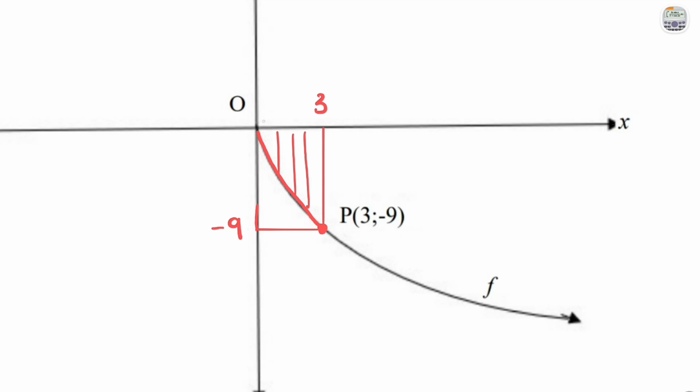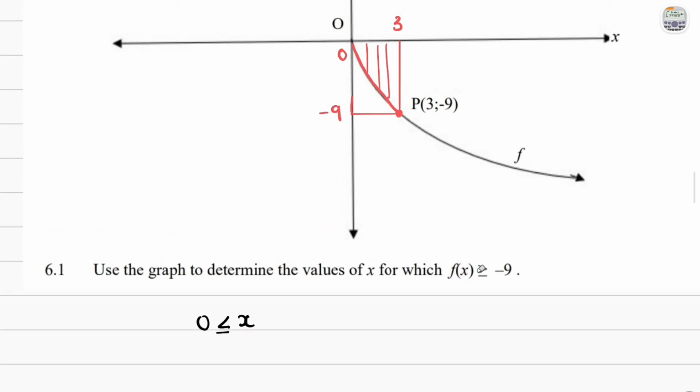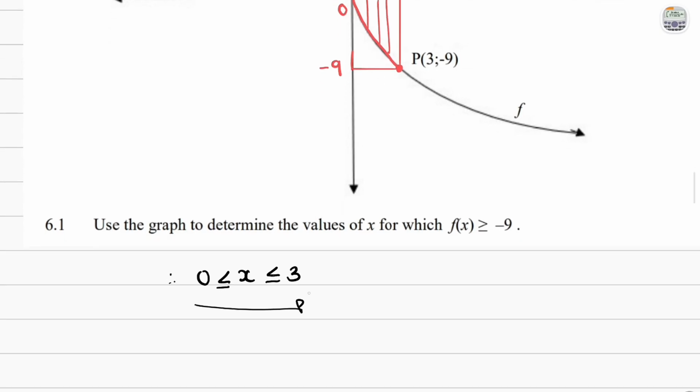If you line it up to the x-axis, you see that its values start at 0 and then end at 3. So we can tell them this is where x is greater than or equal to 0, because it needs to be a value that is greater than or equal to negative 9. 0 is greater than negative 9, so this is included. And then x is less than or equal to 3, because at 3 we have a y value of negative 9, so it's equal to negative 9. And that is our answer. Moving on to the next question.